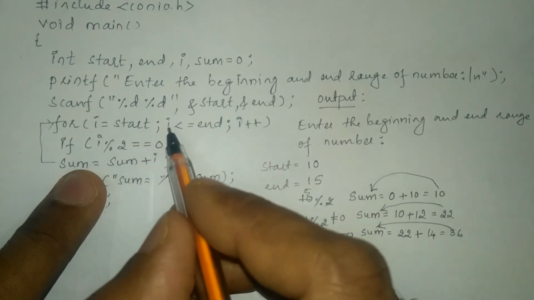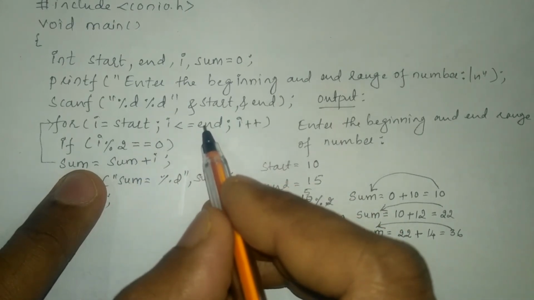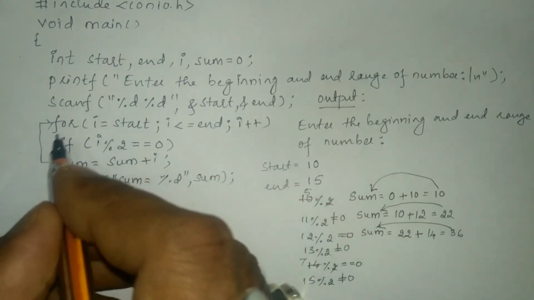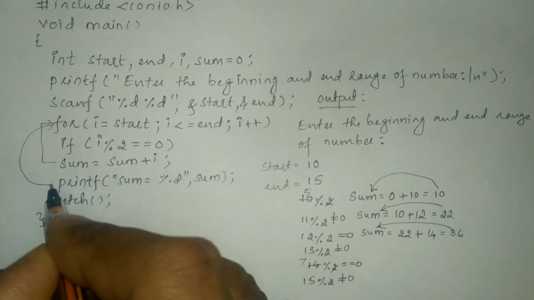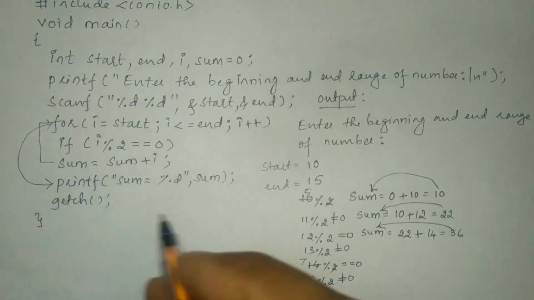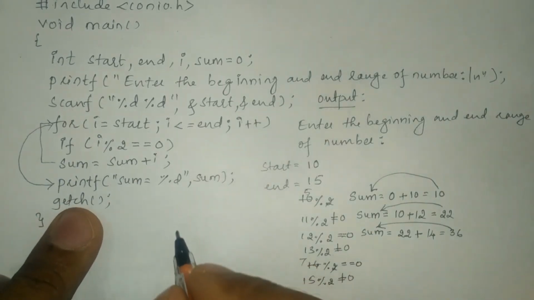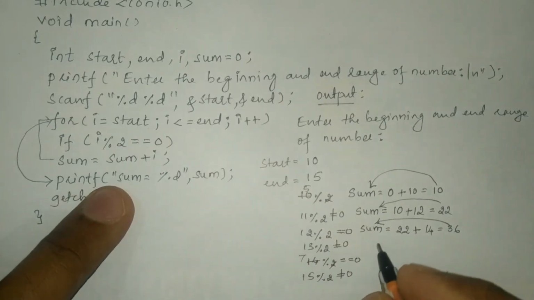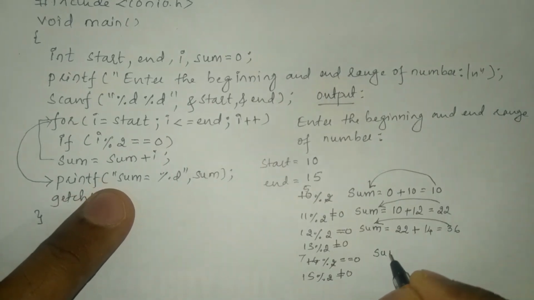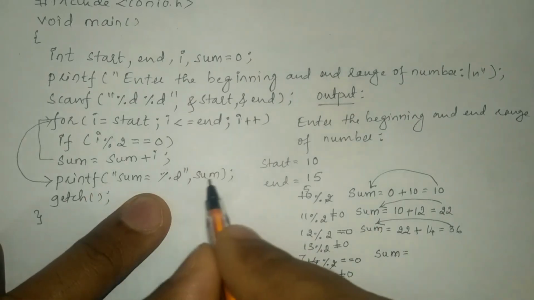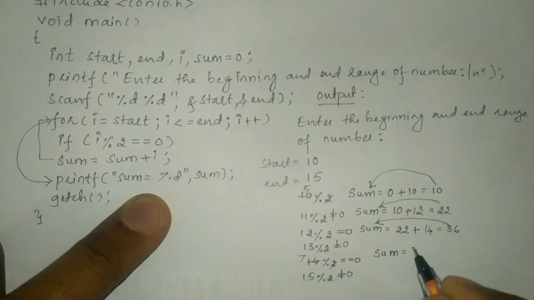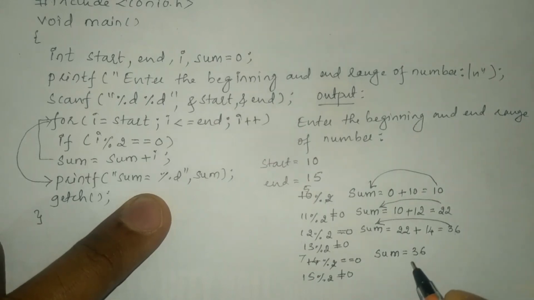Now I is 16. 16 is less than or equal to 15. No, condition fails. Once the condition fails in a for loop, the control comes out of the looping structure and it is going to execute the next statement. So next statement is what here? It is printing sum is equal to percentage d and sum. What is the value stored in sum now? 36. So this is going to be displayed.